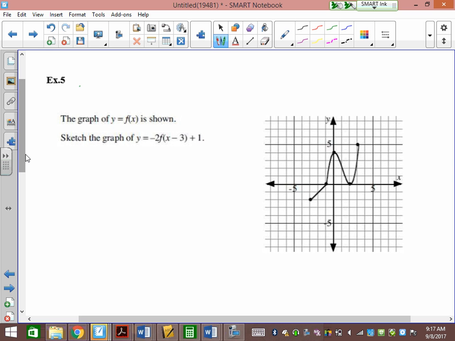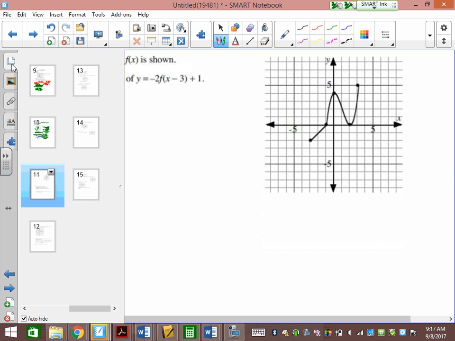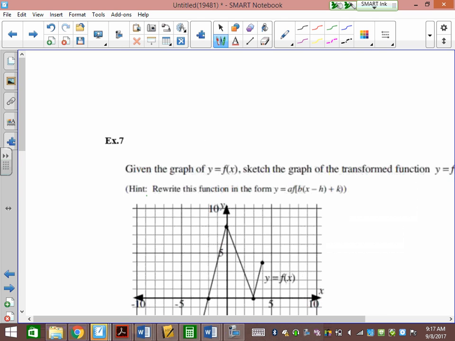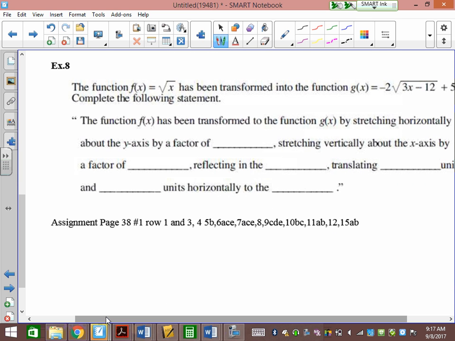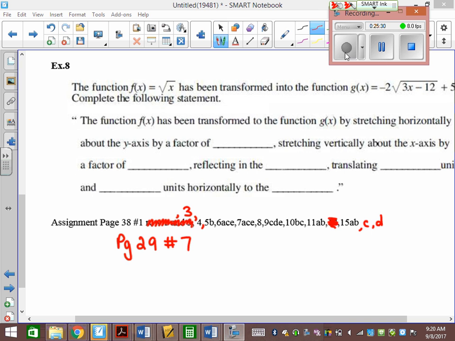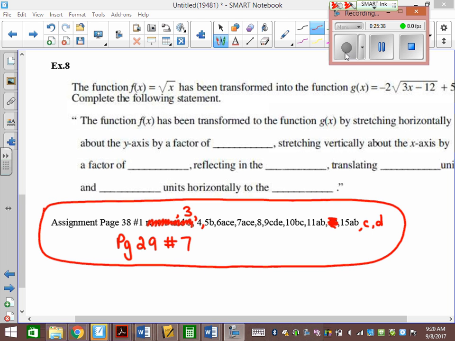What I'm going to have you do, I'm going to flip you to here. So like I said, this is the homework that's more so like your test once everything's lumped together.